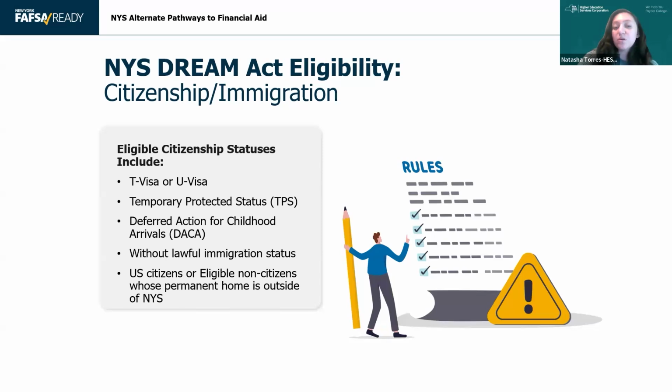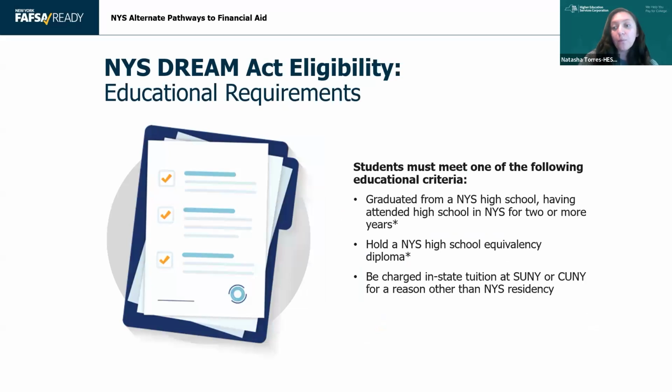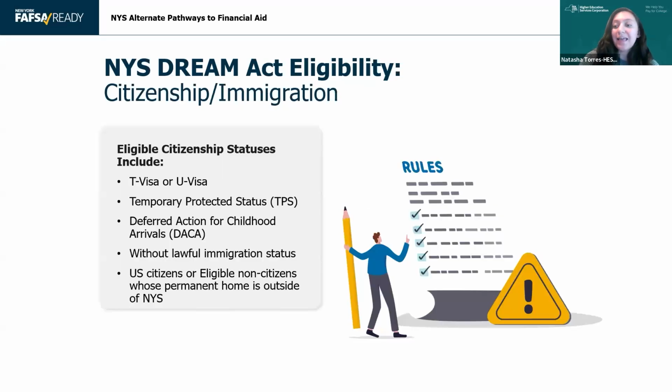So meeting the citizenship criteria is step one. There are other criteria students must meet in addition to this to be eligible for the DREAM Act, which we'll get into in one moment. However, I want to emphasize again, when I was talking about the DREAM Act, I said this is for students who do not meet citizenship or residency criteria for the FAFSA TAP pathway. So those citizenship statuses are the ones who don't meet the citizenship criteria.